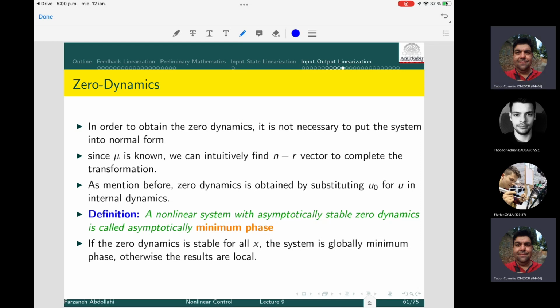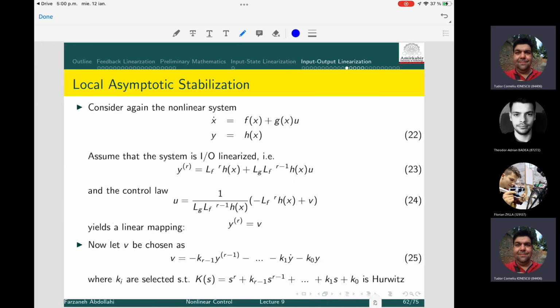As mentioned before, the zero dynamics is obtained by substituting u0 for u in the internal dynamics. A nonlinear system with asymptotically stable zero dynamics is called asymptotically minimum phase. We said that before. If the zero dynamics is stable for all x, the system is globally minimum phase, otherwise all the results are local.